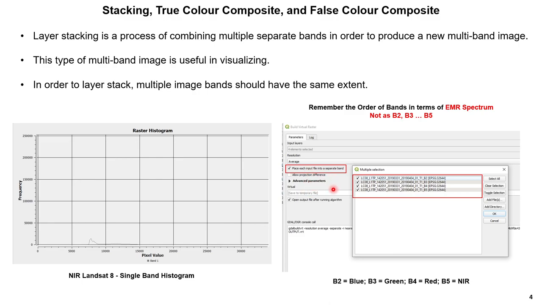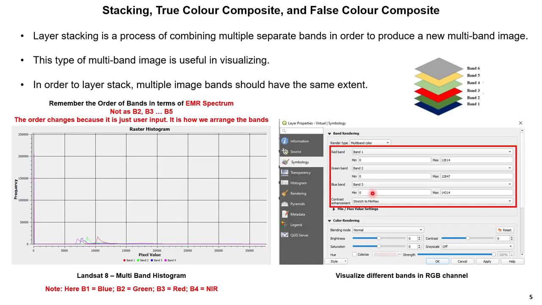Then when we run this tool, it will give a single image. And the most important thing, when somebody is starting remote sensing for the first time, they will get confused about how to remember this order. So we can simply remember in terms of the electromagnetic radiation spectrum, not the band number. Here B2 corresponds to blue, B3 corresponds to green, B4 corresponds to red, and B5 corresponds to the NIR band. So instead of remembering 2, 3, 4, 5, we need to remember blue, green, red and NIR. Why I am saying this, you will understand in the next slide.